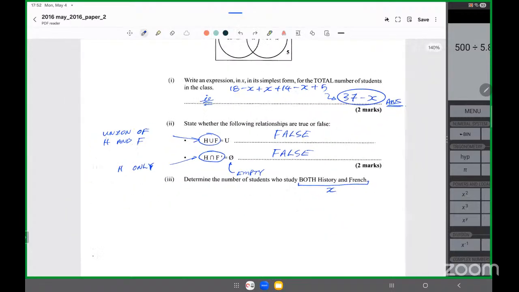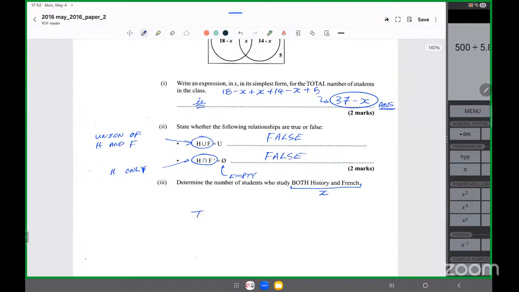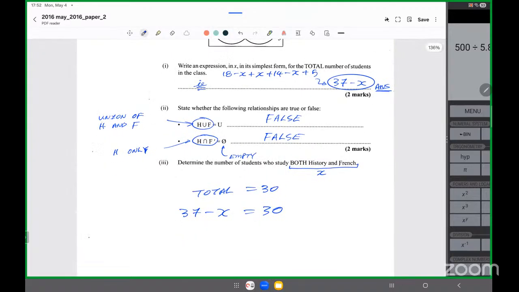So remember that the total equals 30. It means that 37 minus X is equal to 30. So X will be 7. So X equals 7. That is the answer for the students who study both.